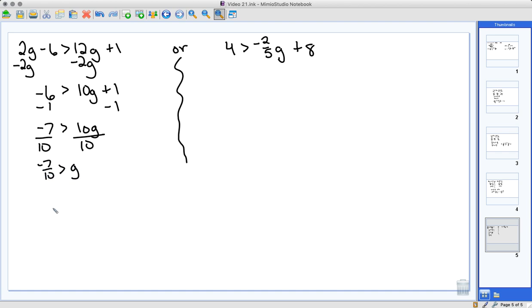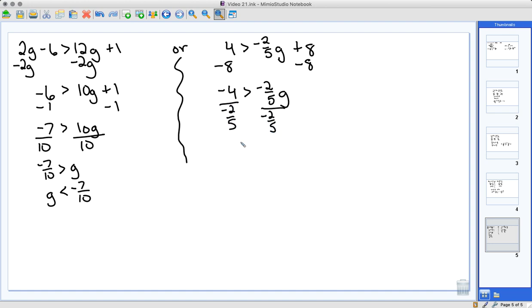Again, if you're one of those people that has to have the g come first, that's okay. You can just flip everything around. So g is less than negative 7/10. All right, this one, subtract 8 from both sides. You get negative 4 is greater than negative 2/5 g. And then we would divide by negative 2/5.